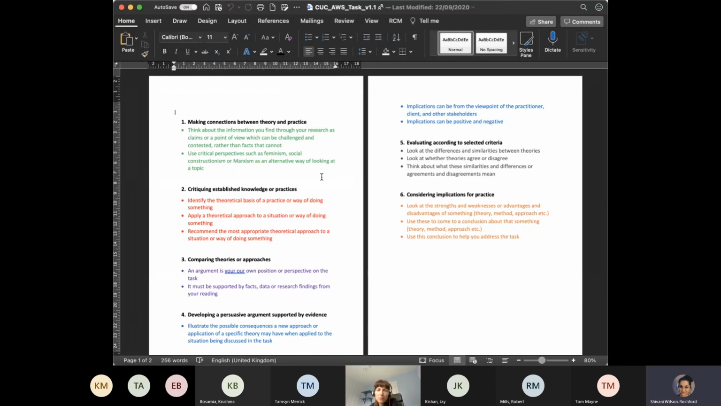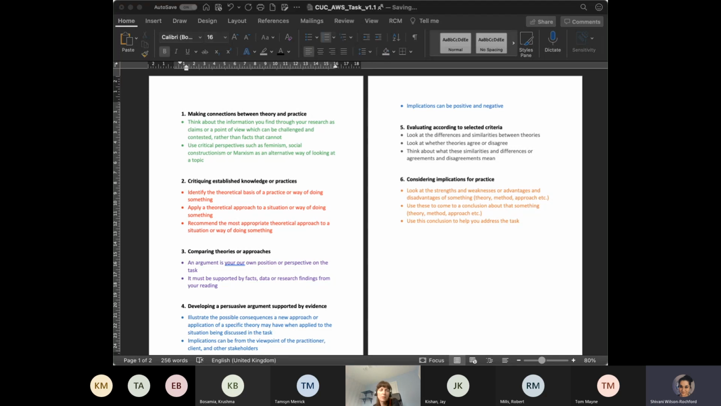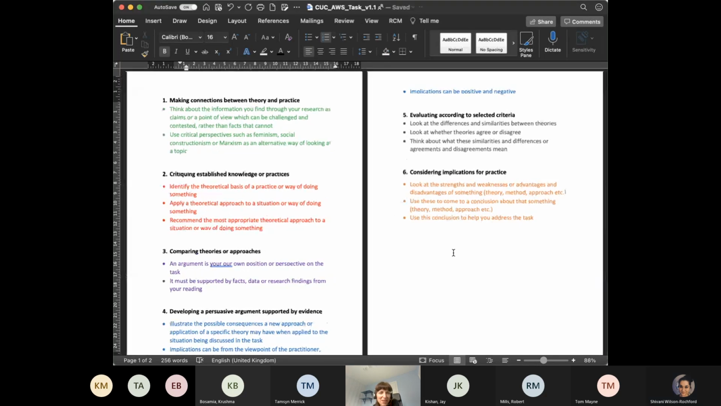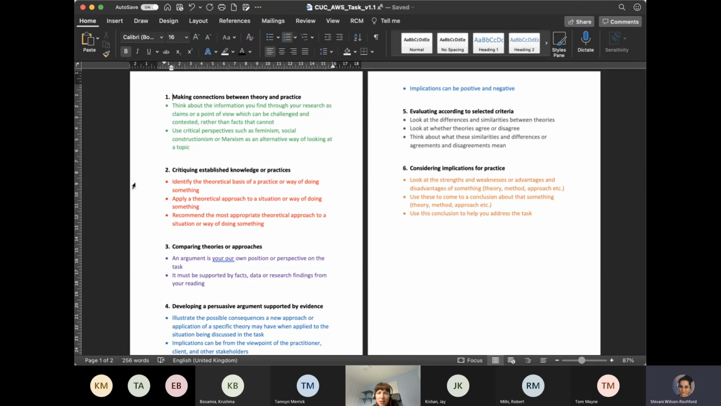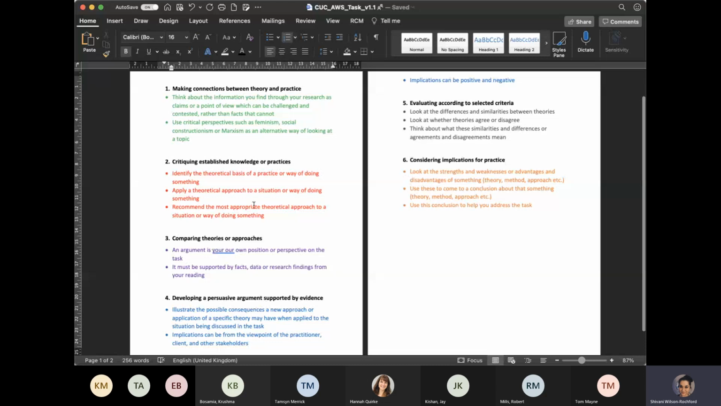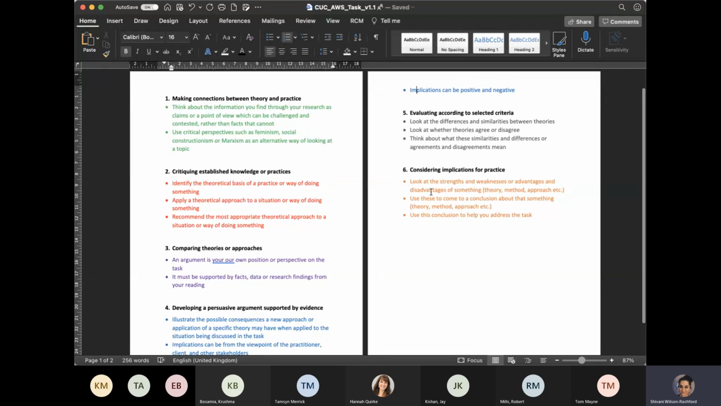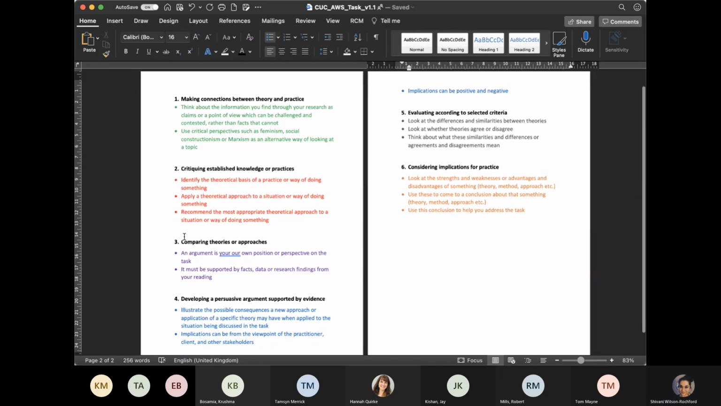Right, I've tried to make the font big enough on here. It's hard to get on two pages, isn't it? Make it as big as possible. Right, so let's see if I can do this. Can everyone see the font? Is anyone having issues with it? No, that's fine. Yeah, perfect.